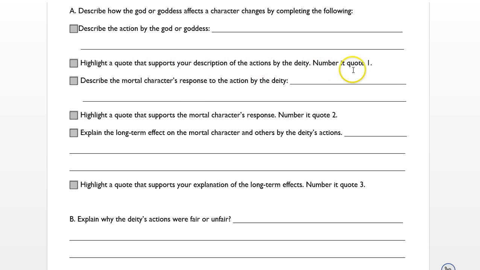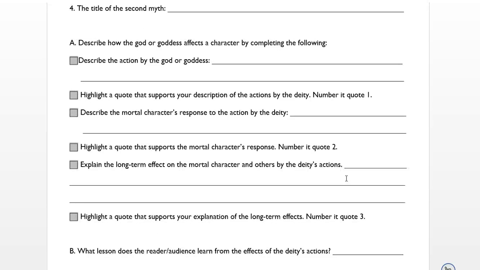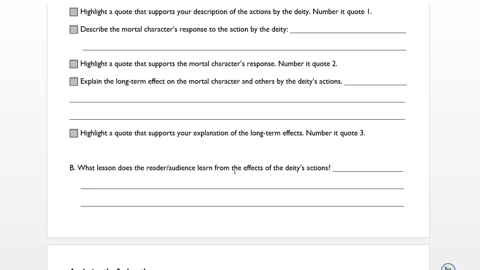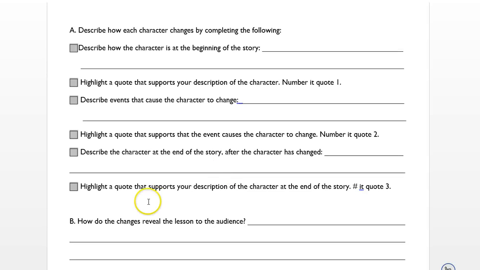I'm not making you write out the quote right now. I'm just having you number it, but you should be aware that you'll be writing the quotes into the paragraph and numbering them. If you have any questions, please let me know. Again, you're only filling out one of these depending on which writing prompt you're going to do, but it would be a good idea to get it filled out completely before we start writing so that when we get to the library, you can just go ahead and start typing. You don't have to think about this part of it.